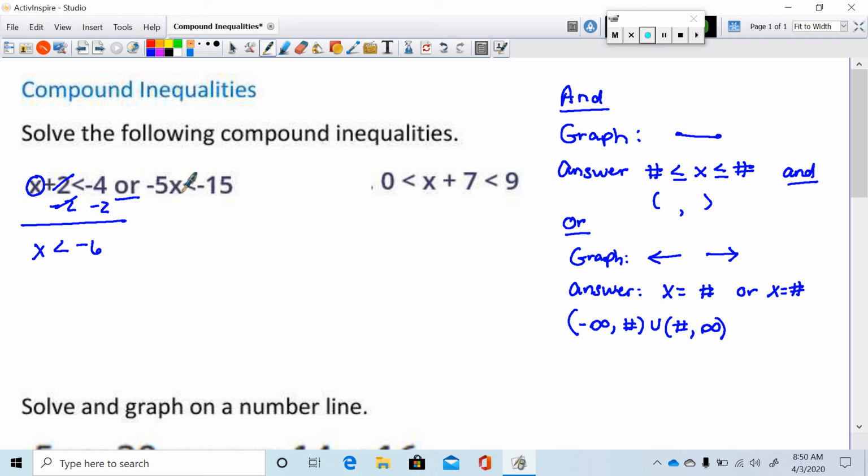This next one, now you do this one separately. This is negative 5 times x, the opposite of times is divide. So I'm going to divide both sides by negative 5. But you've got to be careful with inequalities because when you divide by a negative number, you have to flip the inequality. So top cancels with bottom. It's not going to be a less than because we divided by a negative number. It's going to be greater than. The negatives cancel top and bottom. 15 divided by 5 is 3. So the solution to this is x is less than negative 6 or x is greater than 3.